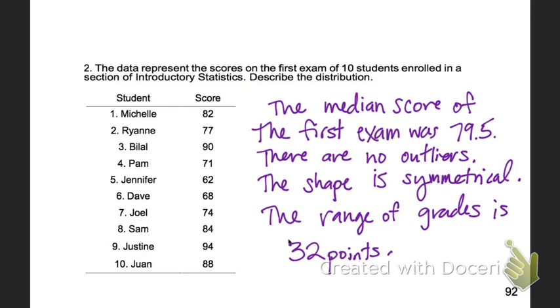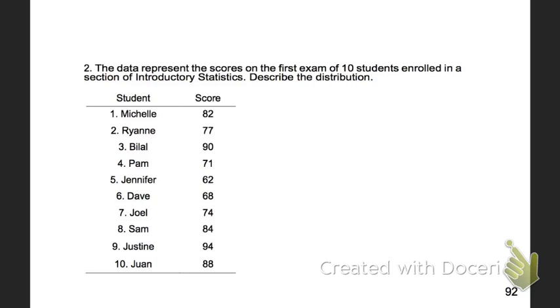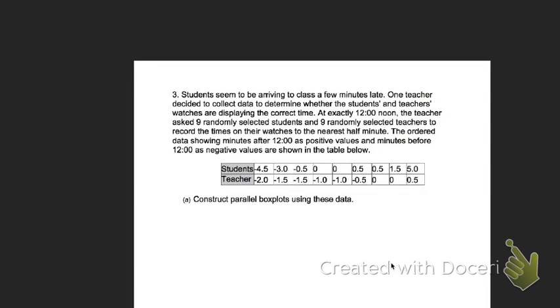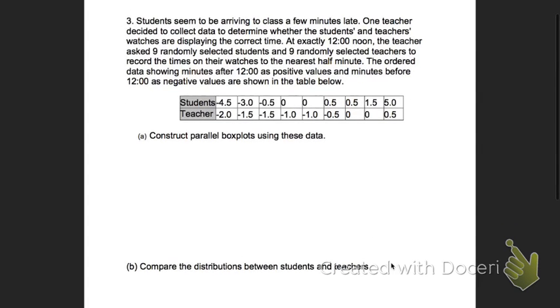All right, so that is whenever you have one set of data. Now we're going to look at when you have two sets of data. So this example talks about students being late to class. One teacher decided to collect data to determine whether the students' and teachers' watches were displaying the correct time. So at noon, the teacher asked 9 students and 9 teachers to record the times on their watch to the nearest half minute.